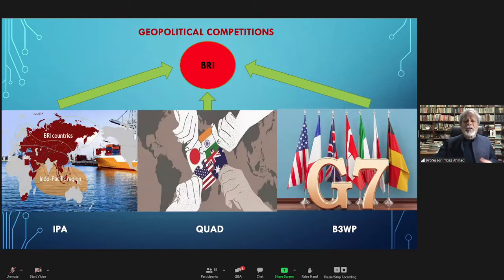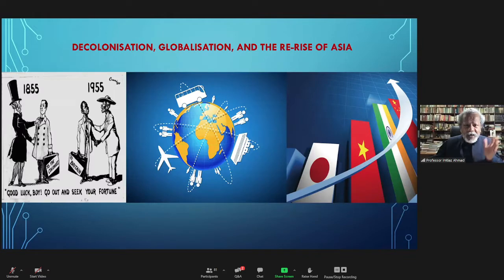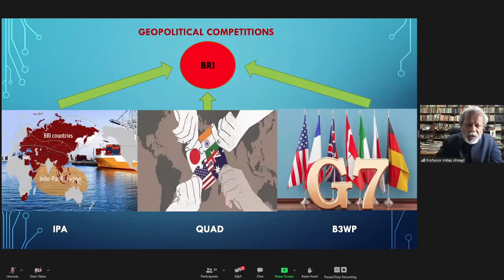Now, with the geopolitical competitions out of this, thank you. I'll finish in 2 minutes. With this re-rise of Asia, you have a series of geopolitical competitions, and look at how the BRI, or China, is being contained by the Pacific Alliance, the Quad, the Build Back Better World partnership, all mainly to contain one particular country. I could give figures on the military side of it, but I don't think I have time.